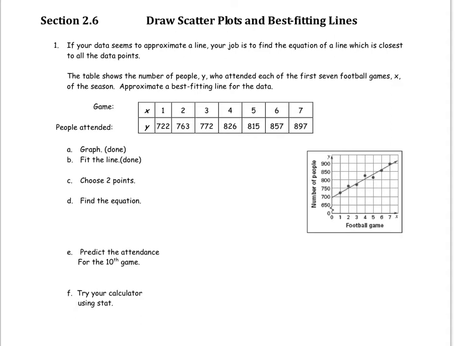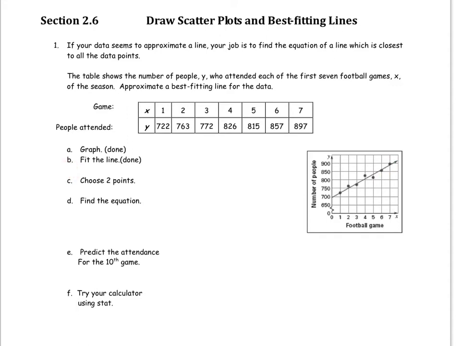So let's look at the problem. It says if your data seems to approximate a line, your job is to find the equation of a line which is closest to all the data points. This table shows the number of people, Y, who attended each of the first 7 football games, X, of the season. Approximate a best fitting line for the data. So here's our X, our number of games. Here's our Y, our people attended. A is a graph, and that graph is already done for you here. It's got the nice labels, and all the points are plotted on it.